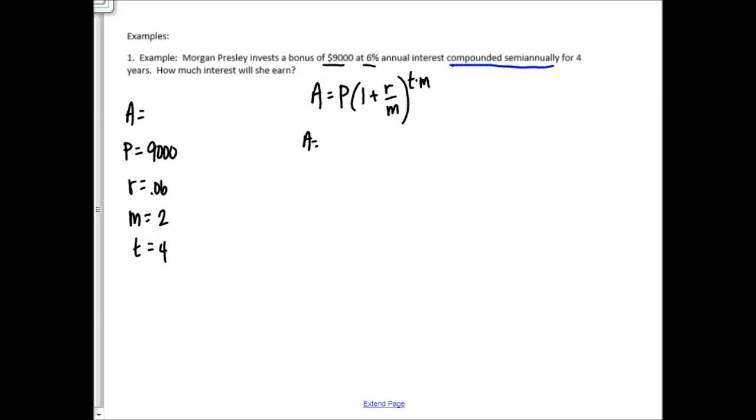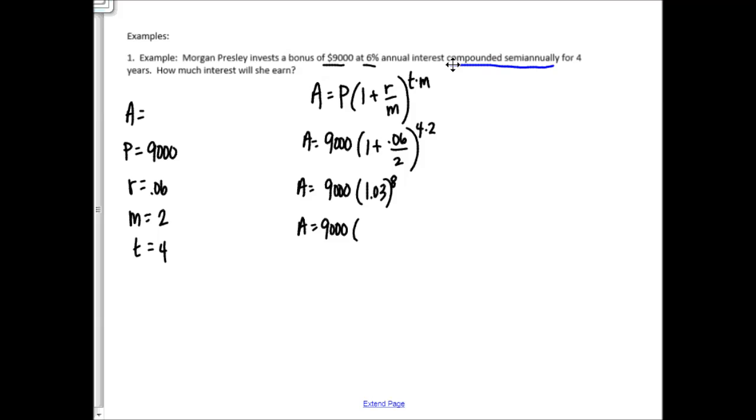Alright, now all we're going to do is fill in the variables, fill in all the numbers, and we're going to plug this into our calculator. Again, just make sure you have that pause button ready. So the first thing you want to do is do the inside of that parenthesis. So you want to do the 0.06 divided by 2 and then add the 1, and when I did that I got 1.03, and then you raise it to the 8th power, because that's 4 times 2, not 4.2.